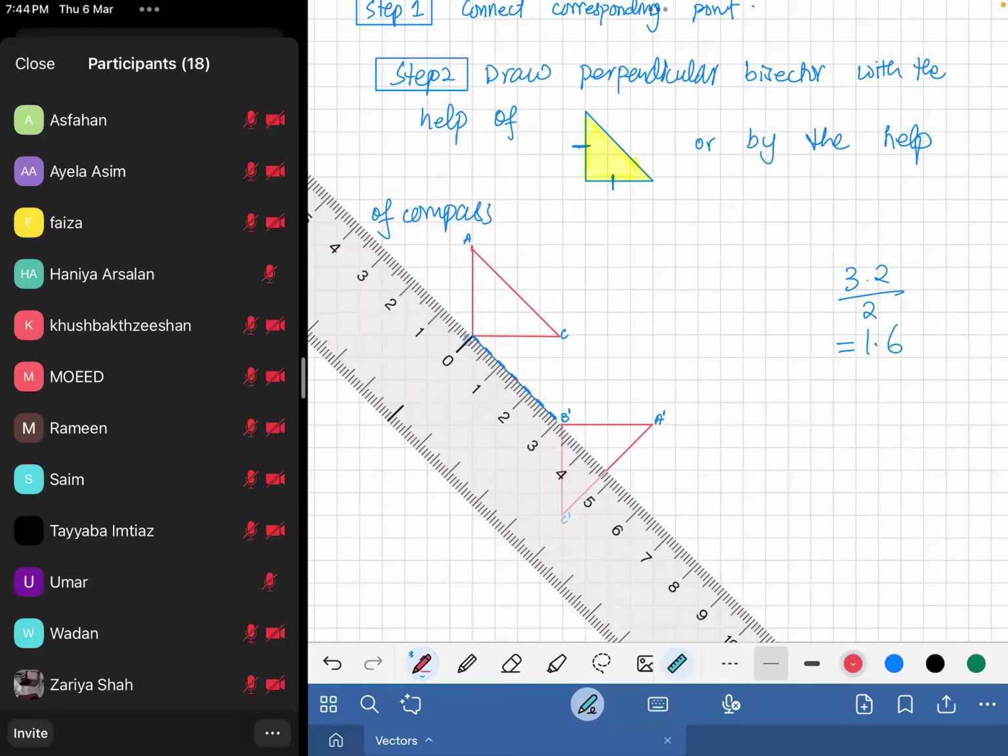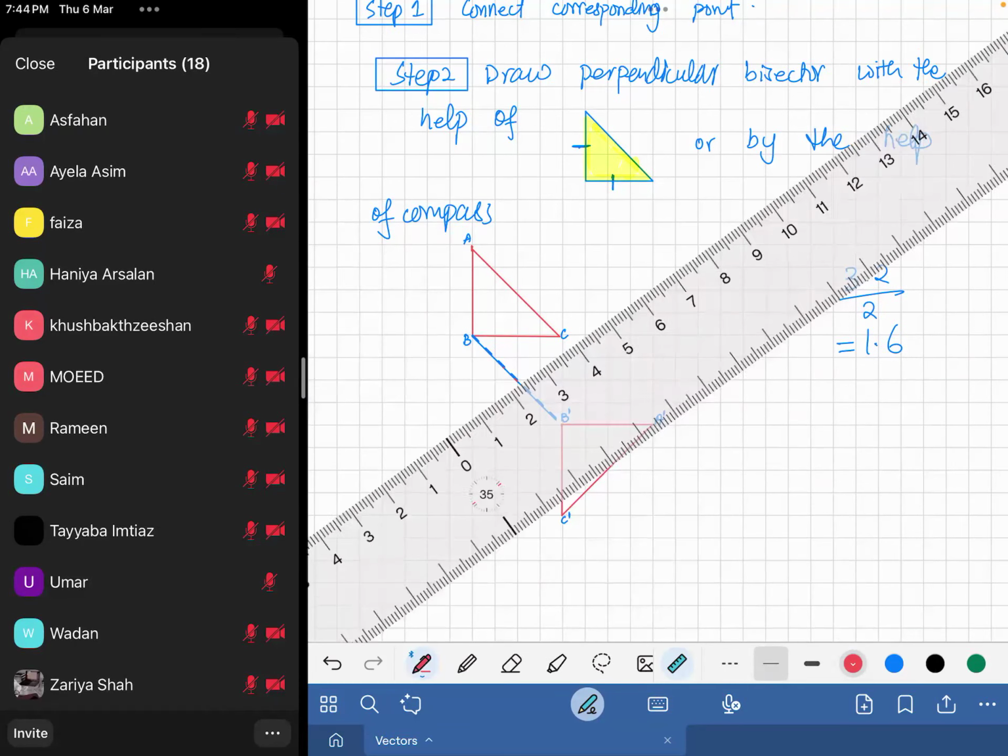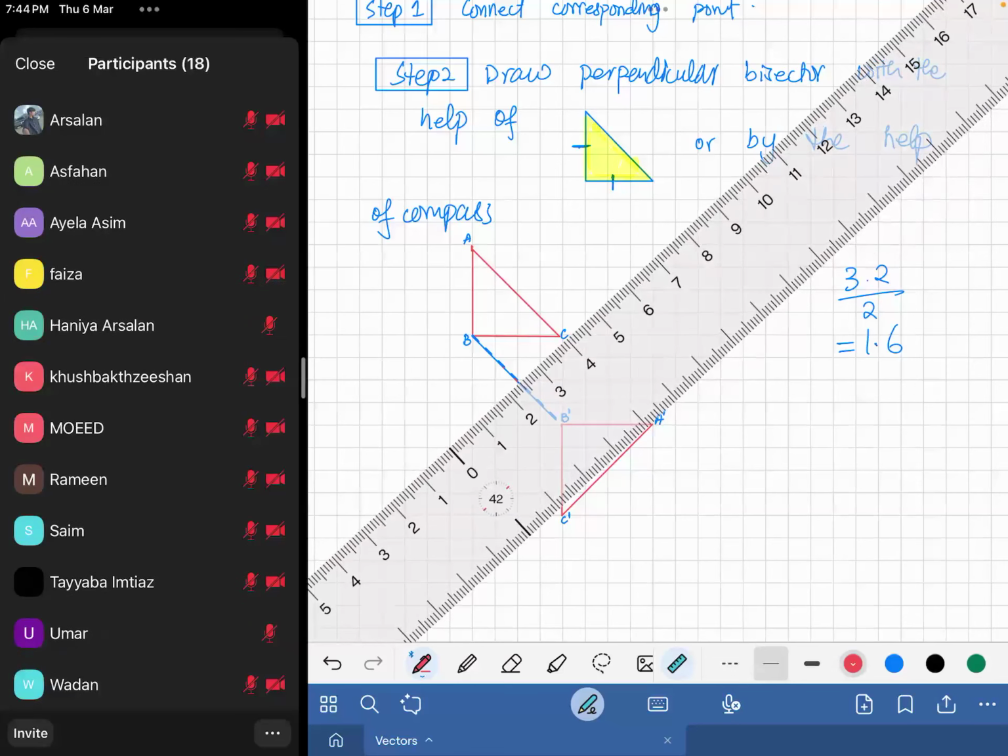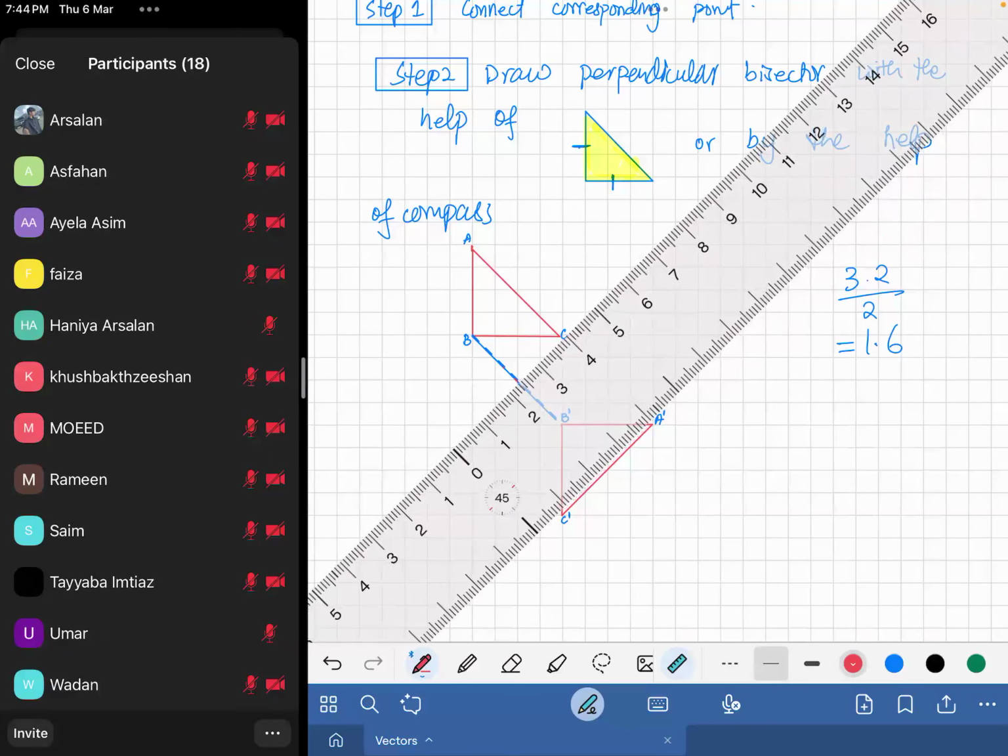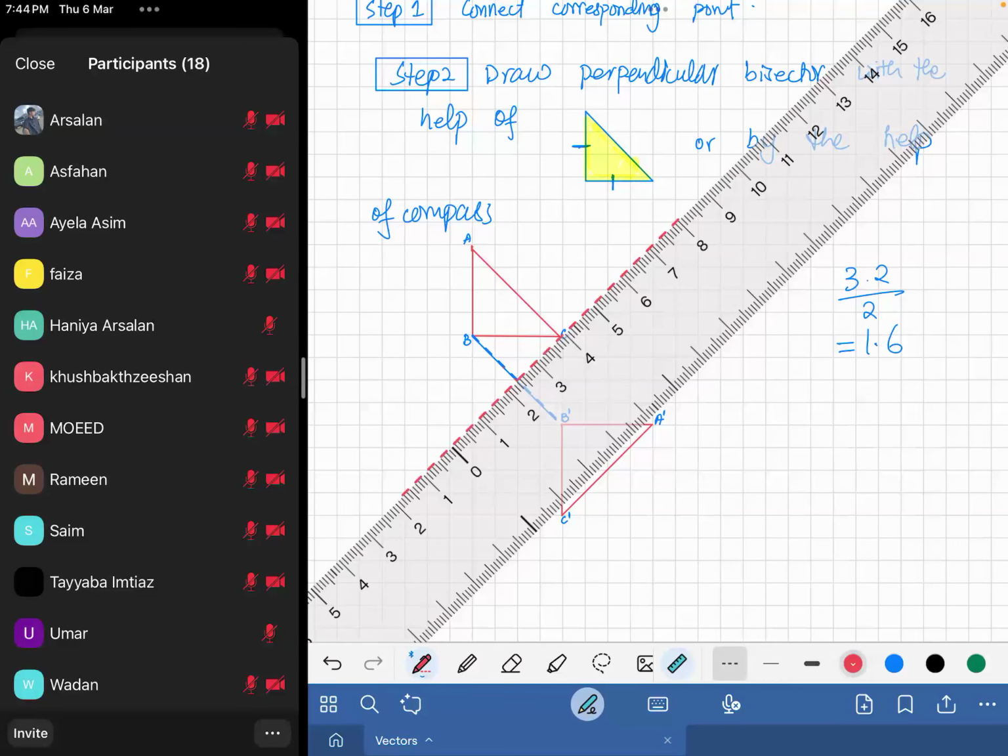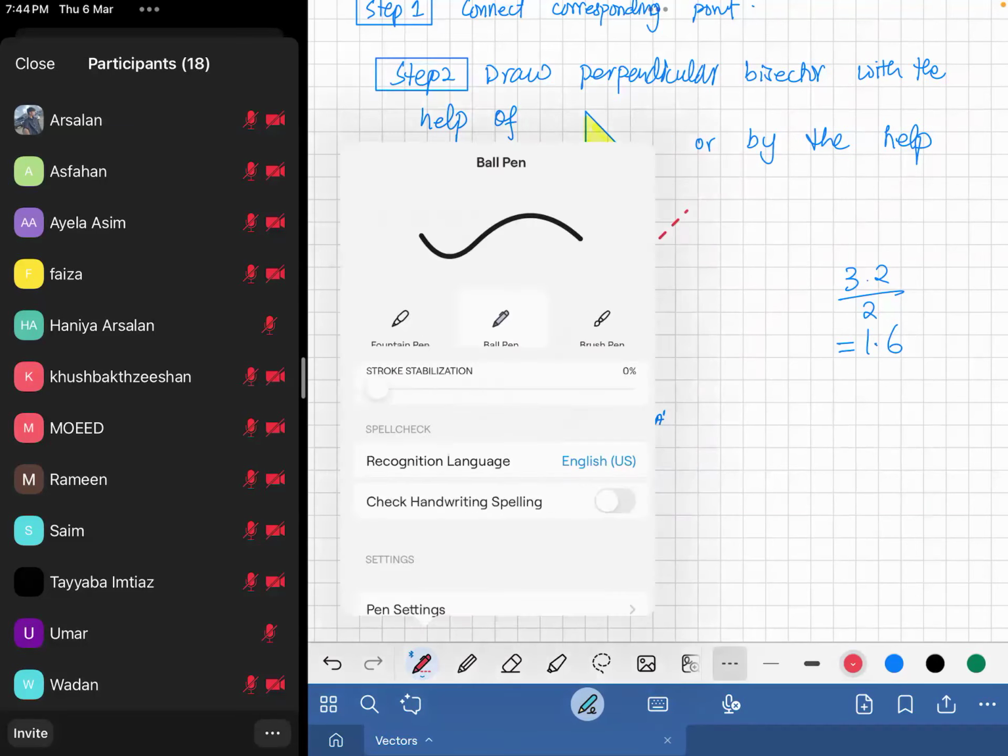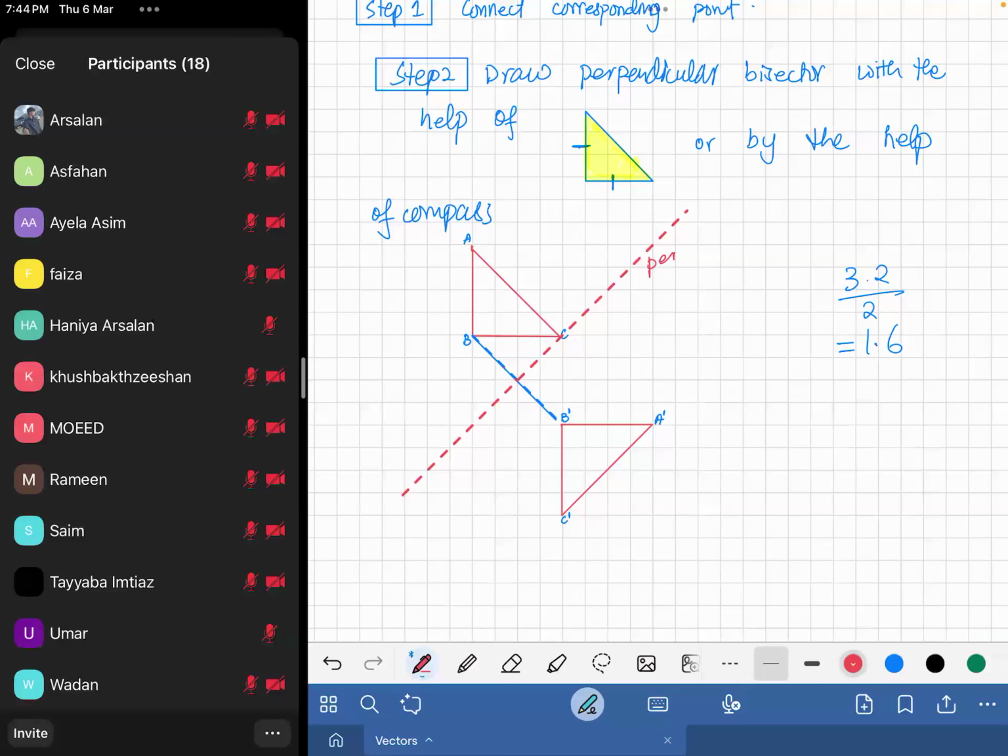So I marked a dot here and I'm rotating my ruler this way. Agree? And I'm going to draw a perpendicular bisector. So this is my first perpendicular bisector. Any problem? You can see one thing, that B to B prime line is halved with a 90 degrees angle, and this angle should be 90 degrees.